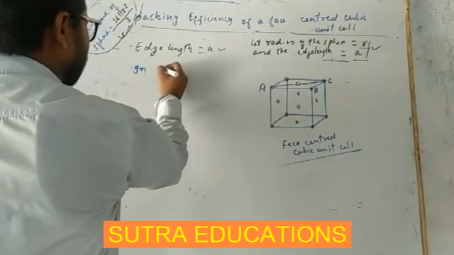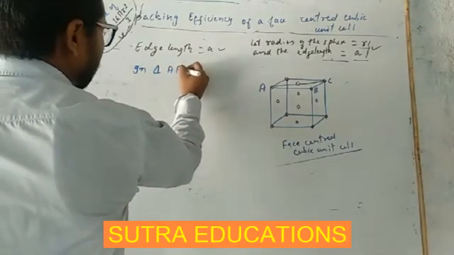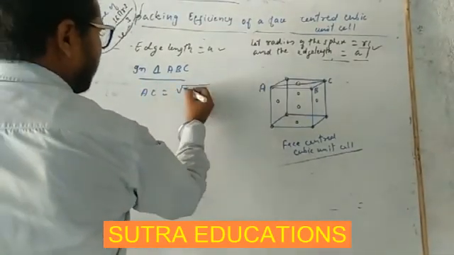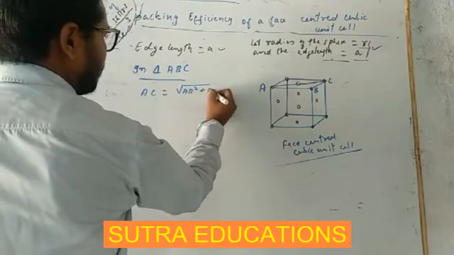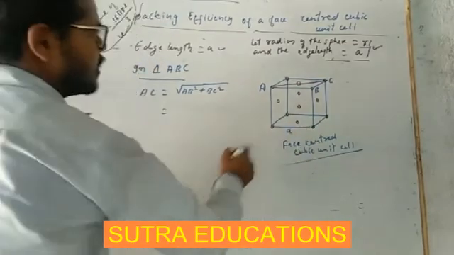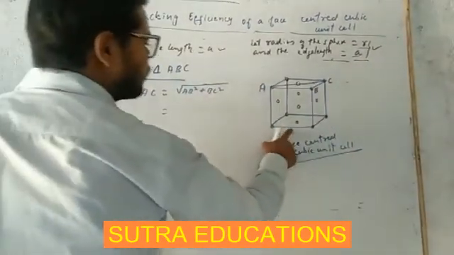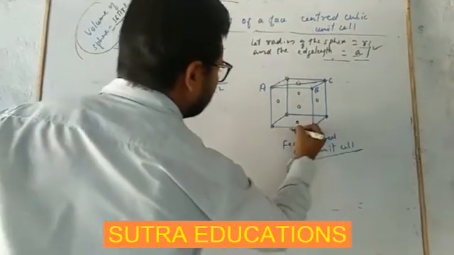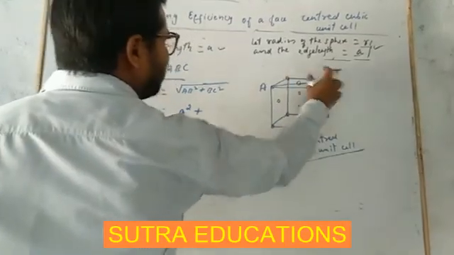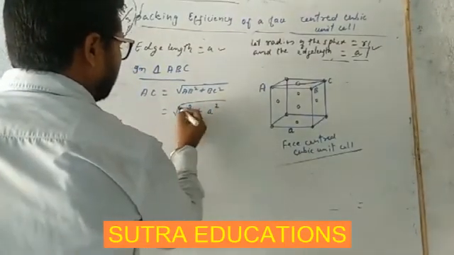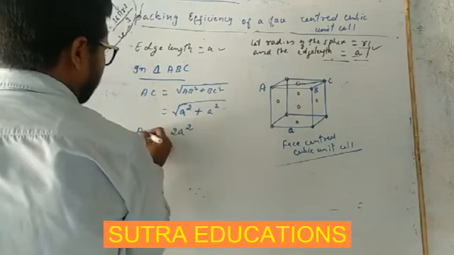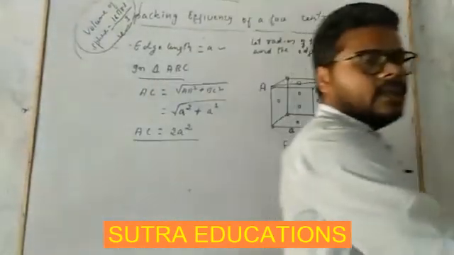So we will write in right angle triangle ABC, AC will be equal to AB square plus BC square using Pythagoras theorem. AB we know it is edge length. We have supposed edge length to be equal to a. So write here a square. Again BC is edge length, so a square. Again this value will be equal to 2a square. AC is equal to root of 2a square.